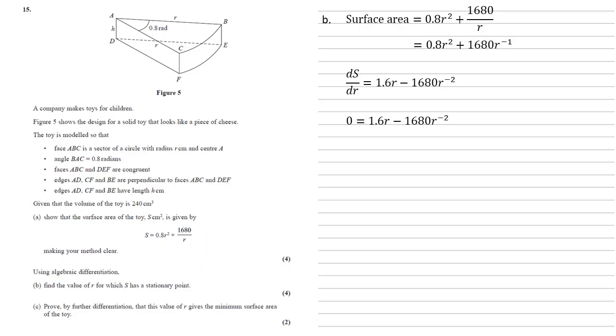We want to get rid of that r to the -2 there. So if we multiply both sides by r squared, we're going to get 0 equals 1.6r cubed minus 1,680. Adding the 1,680 to both sides and dividing by 1.6, we get that r cubed equals 1,050. So cube rooting, we get that r equals 10.16.